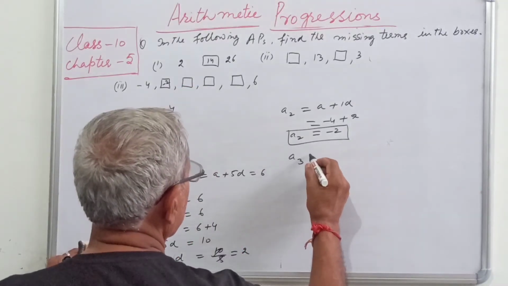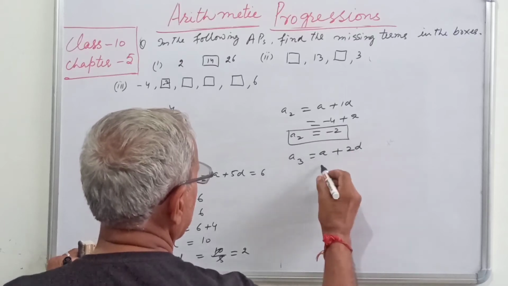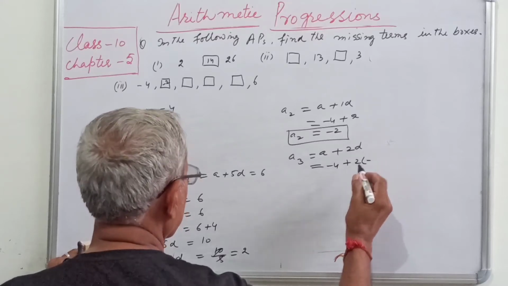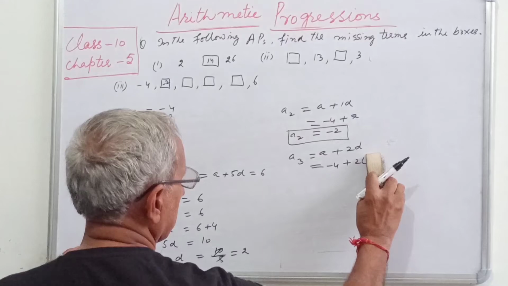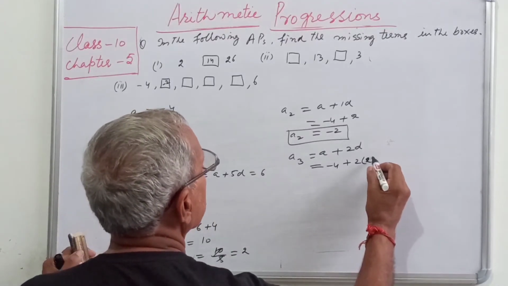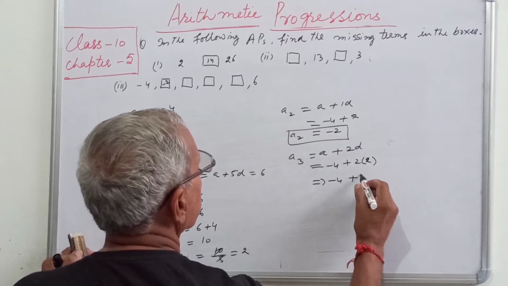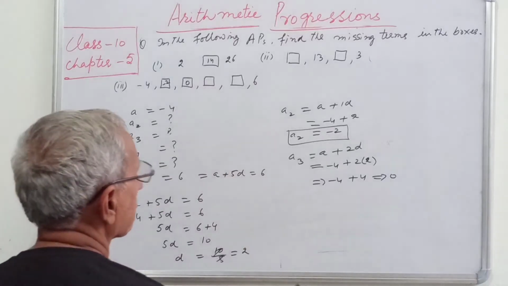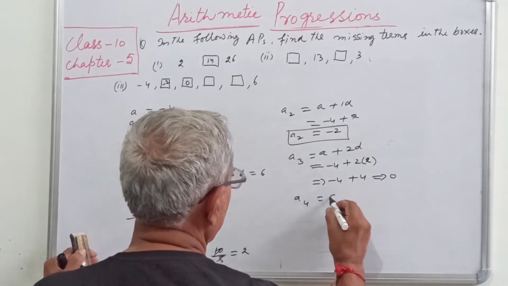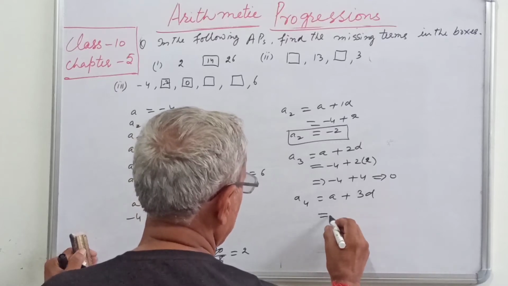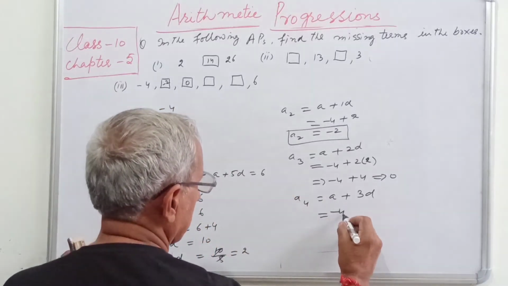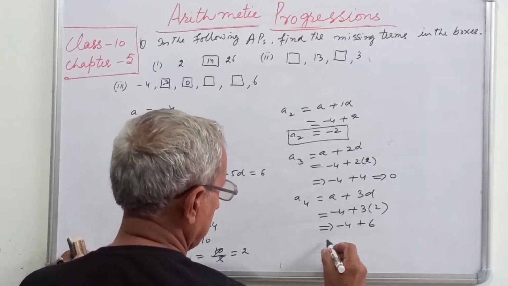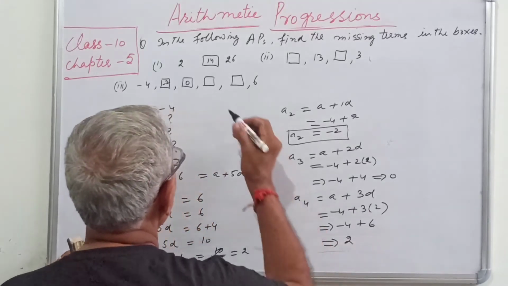Then A3 is equal to A plus 2D. So A is minus 4 plus 2 into 2, D is 2. So minus 4 plus 4, that is 0. So ये आ गया 0. Then A4, A plus 3D, A is minus 4, 3 into 2, so minus 4 plus 6, that is 2. So ये आया 2.